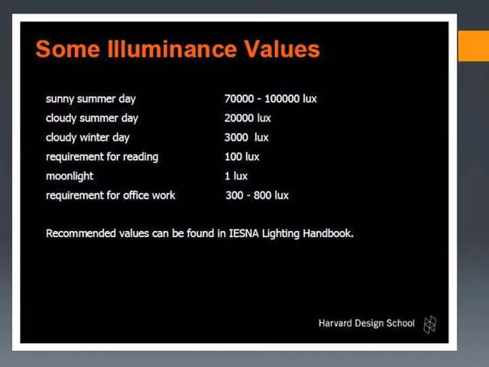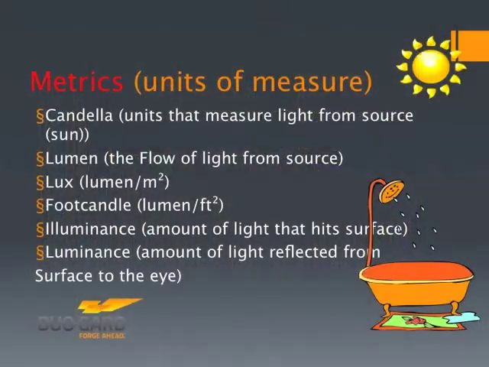So metrics, units of measure that we talk about in daylight: we have candelas, which is what comes from the source. In our case, in daylight modeling, it's the sun. That's our source. And lumens is the flow of light from the source, which means like if you had a shower and you turn the shower head on, the water falling into the bottom of the tub would be the lumens, or the flow of light from the source.